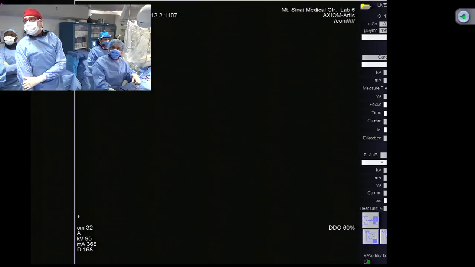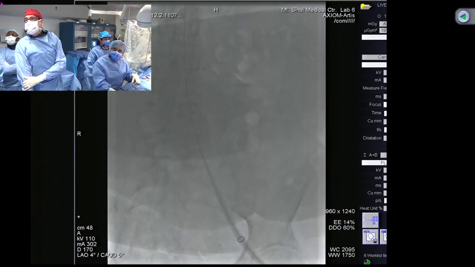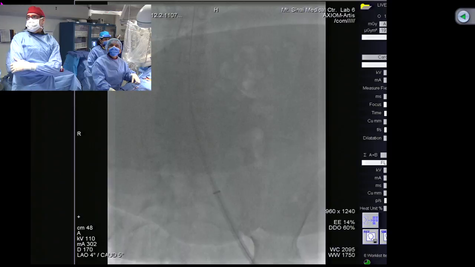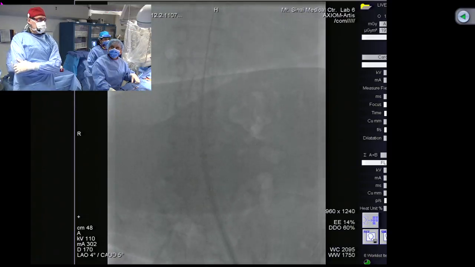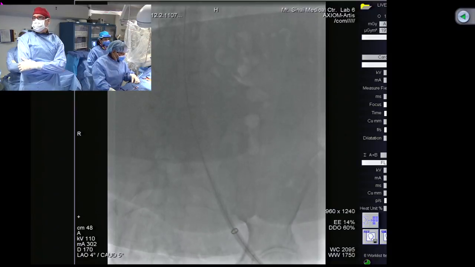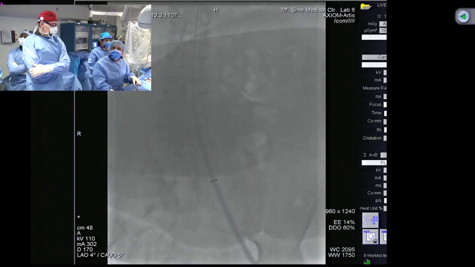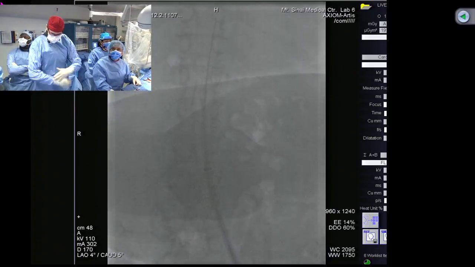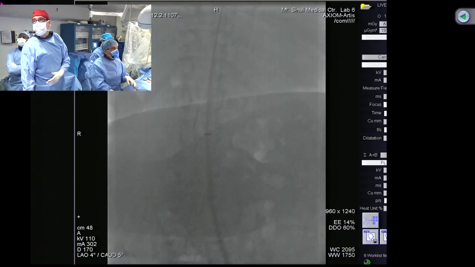Some shots of the root we'll come to, and then here we are gently advancing. This was a Gore sheath in the end because there's a lot of soft tissue to get through. We needed a very stiff sheath to get through all the soft tissue, and the Gore sheath went very smoothly in the end. Okay. So now then we have the aortogram.